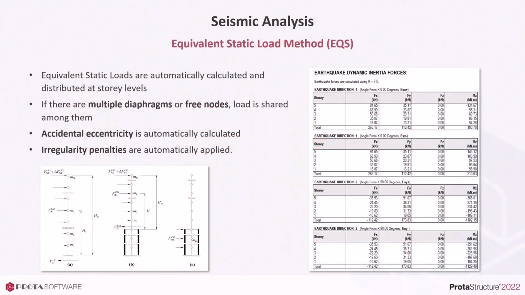The simplest method of base shear estimation is done by the well-known equivalent static load method. This method makes use of the dominant mode of vibration at each direction. ProtaStructure automatically calculates the base shear and distributes it to story levels by using the seismic mass and the story heights. If there are multiple diaphragms or free nodes, the load is shared among them. Accidental eccentricity is automatically calculated, and irregularity penalties are automatically applied.